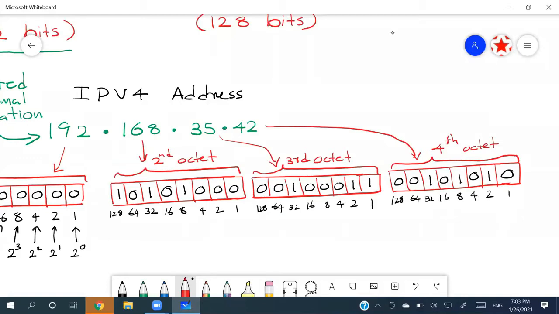Right. Okay, great. Right. So a dot will be placed in between these places to show this is the representation of the dotted decimal notation. Right.